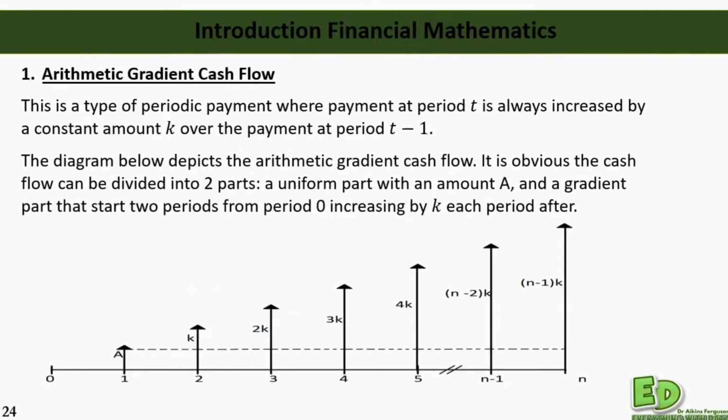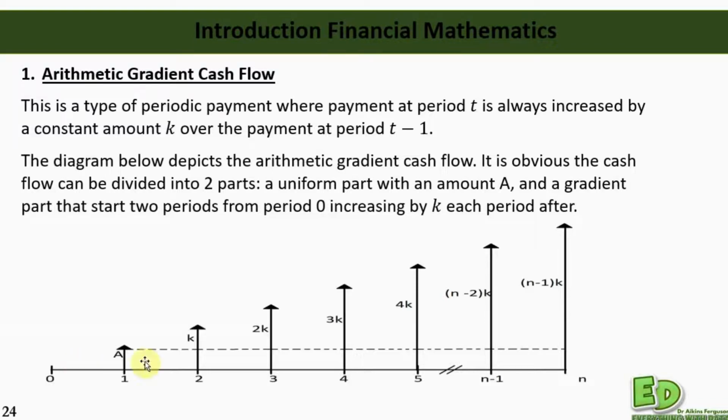The next type of cash flow is called the arithmetic gradient cash flow. This simply means that it's a build-up of the uniform. You are receiving a uniform amount, but that uniform amount is also being increased by a fixed sum. So you are receiving a salary of, let's say, 4,000 Ghana cedis, but that salary is being increased by 200 cedis every year. Every year you get 200 cedis increments. That is the idea of the arithmetic gradient cash flow.